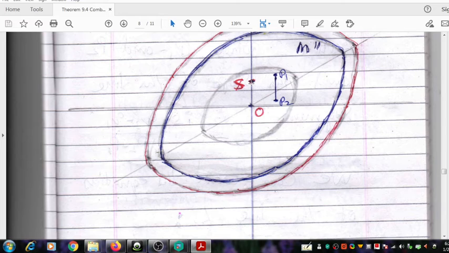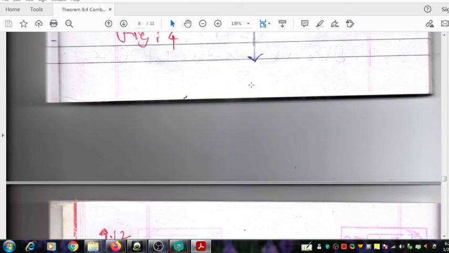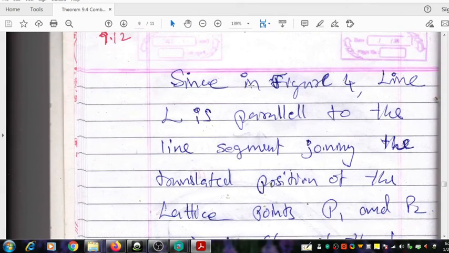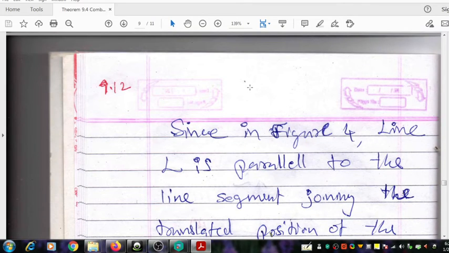And that point, we are going to say, must be inside the set M, the translated M prime. The new point S is well inside the new set M prime, and that is the last point that we want to show.